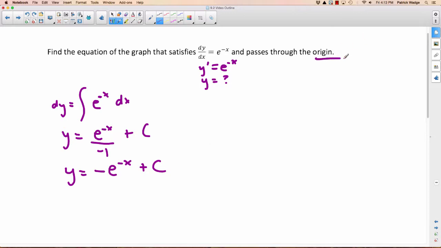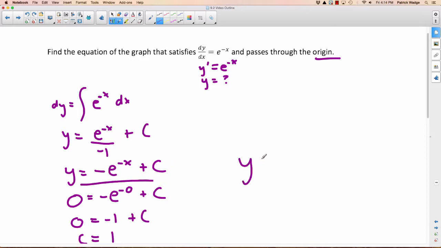Well, it says it goes through the origin, so the y should be 0, and the x should be 0. Only one unknown, it's going to work. So 0 equals, -0 is just 0. E to the 0 is, well, anything to the 0 is 1. So we get -1 plus c, which means c is equal to +1. Go ahead and plug it in right here, and you'll have your answer. Y equals -e to the negative x plus 1.